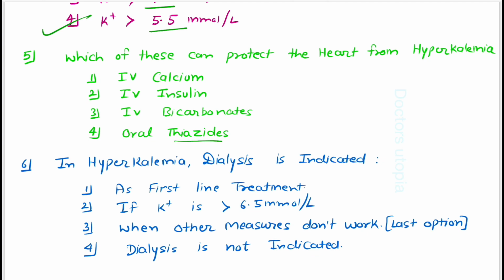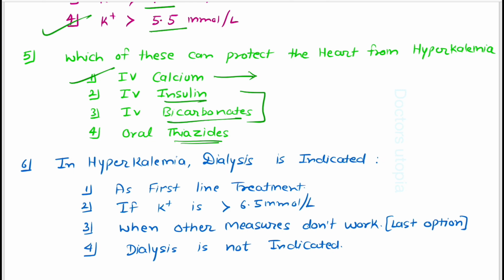See, oral thiazide is a diuretic that we can use to remove the potassium from the blood. IV bicarbonates and IV insulin, these two things we use to redistribute the potassium into the cells. IV calcium we use as an antagonistic agent to the potassium, and this is the only thing which protects the heart from the hyperkalemia effects. So the answer is IV calcium.